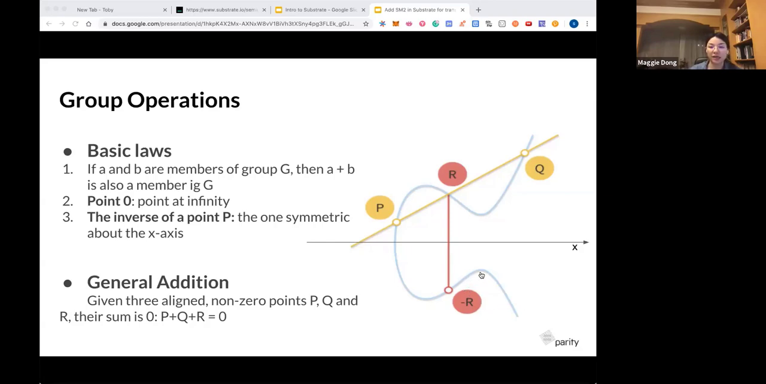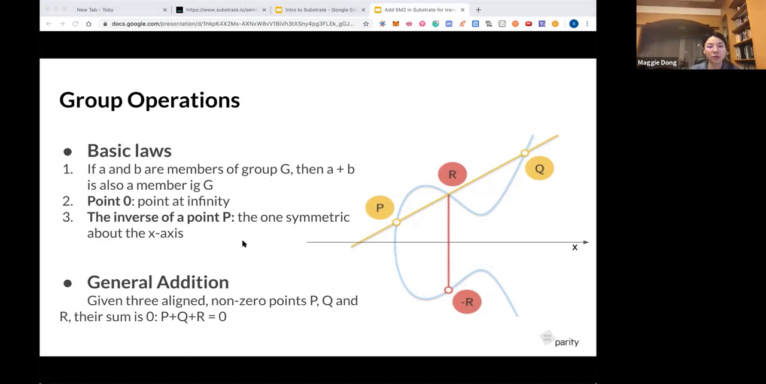We always define the third point P plus Q on the curve. So here are some basic laws about the group operation. One is that if A and B are members of the group G, then A plus B is also a member of G. And here we define the point zero. Point zero is a point at infinity. And also the definition of the inverse of a point: the inverse of a point is the one that is symmetric about the x-axis, like R and minus R.